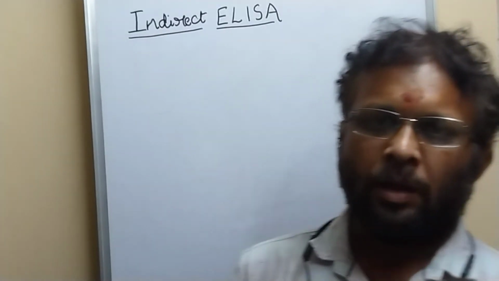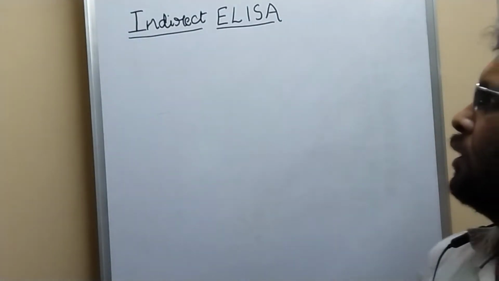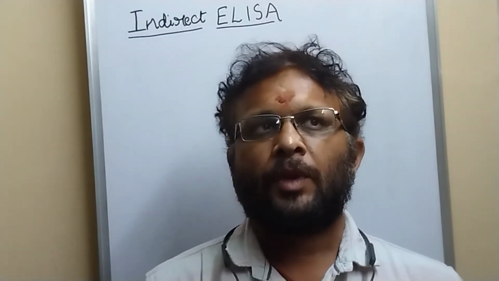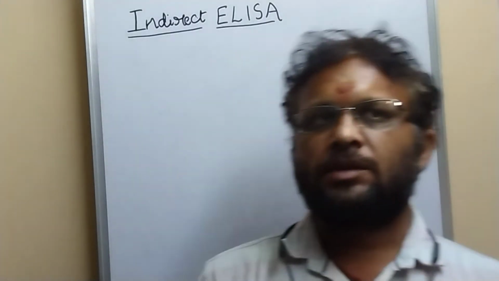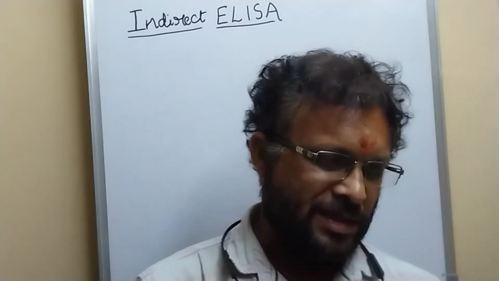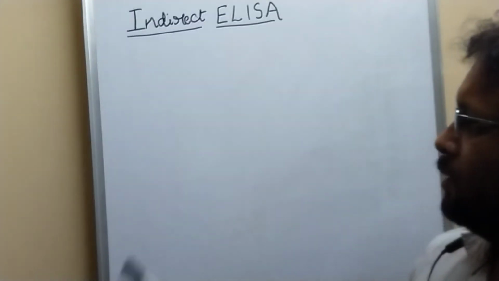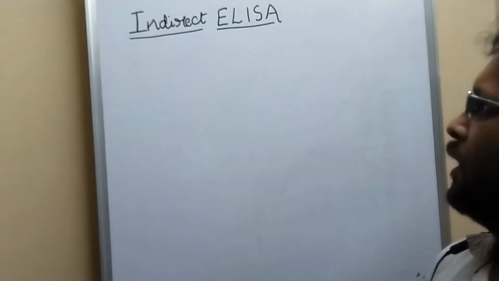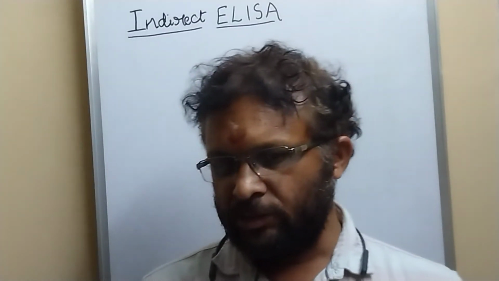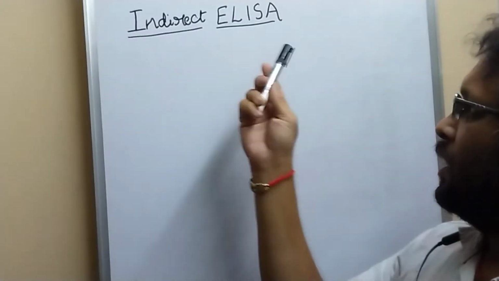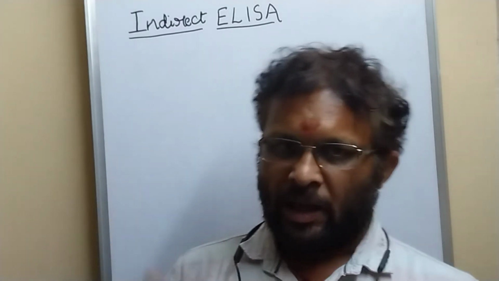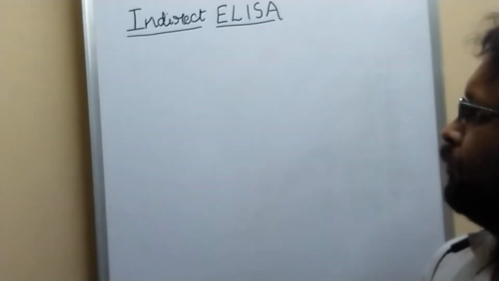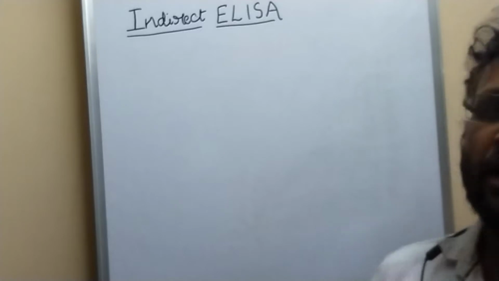Hello, today we will learn about indirect ELISA. What is ELISA? The full form of ELISA is enzyme linked immunosorbent assay. Among the different types of ELISA, indirect ELISA is a very important one to be learnt. So, what is this indirect ELISA?